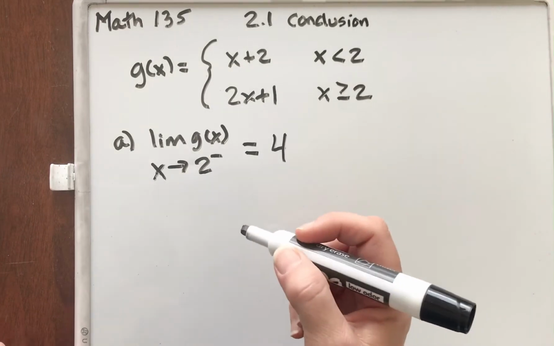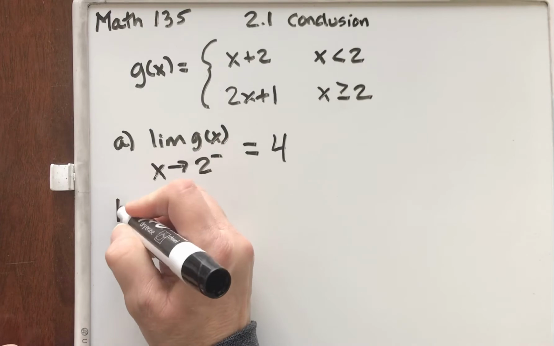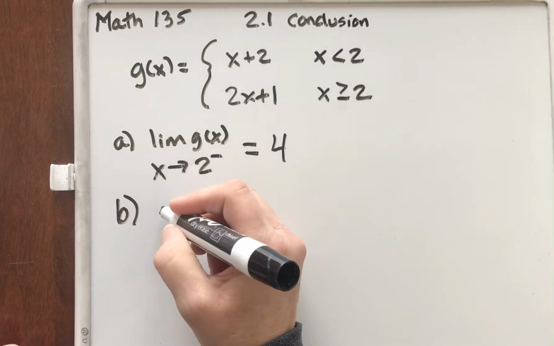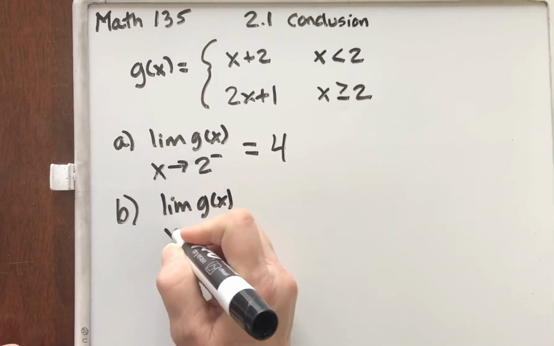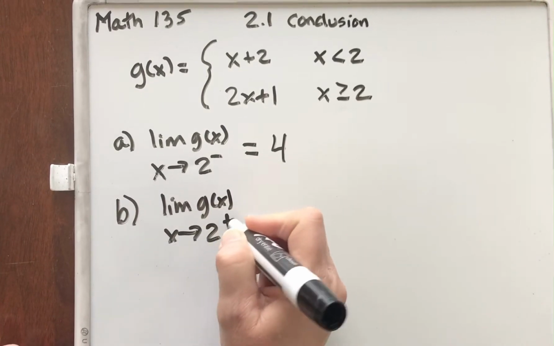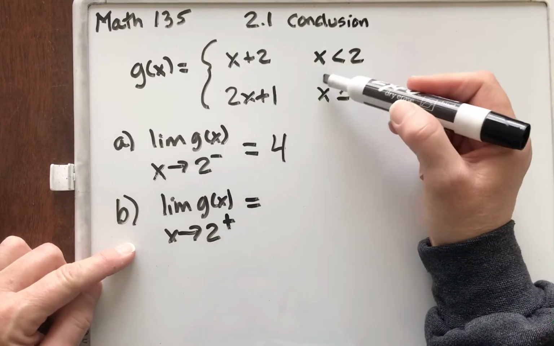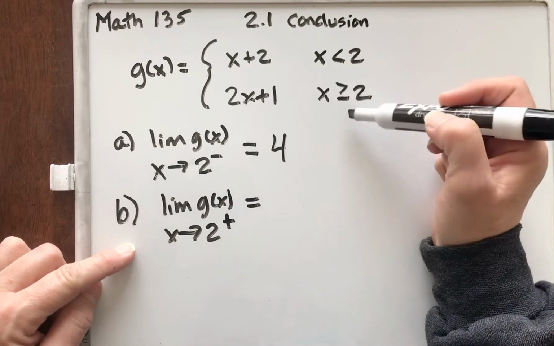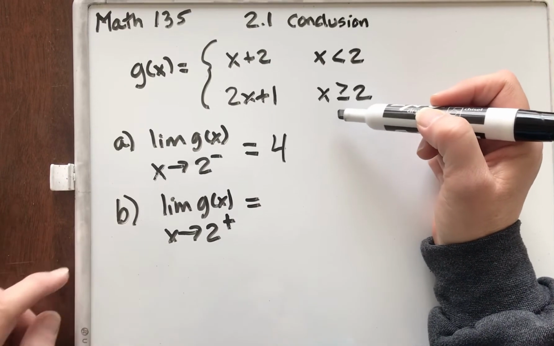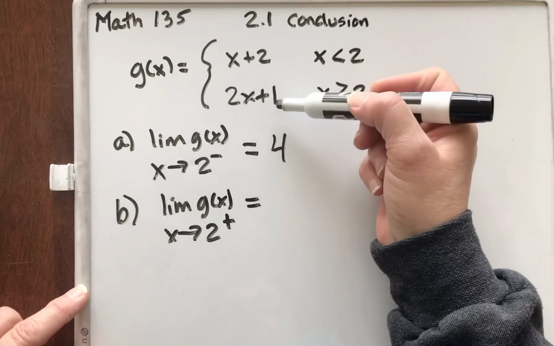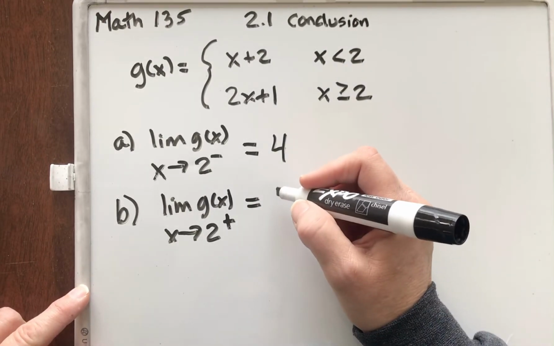Now, what about g of 2? Well, that would go in this equation. So let's write the limit of g of x as x approaches 2 from the right. As x approaches 2 from the right, that's where these numbers come in, all numbers greater than or equal to 2. This is a line, so we can evaluate it. Putting it in there, we have 2 times 2 is 4 plus 1 is 5.